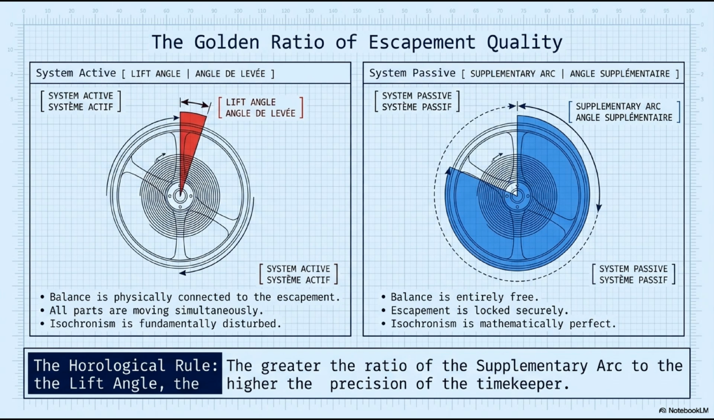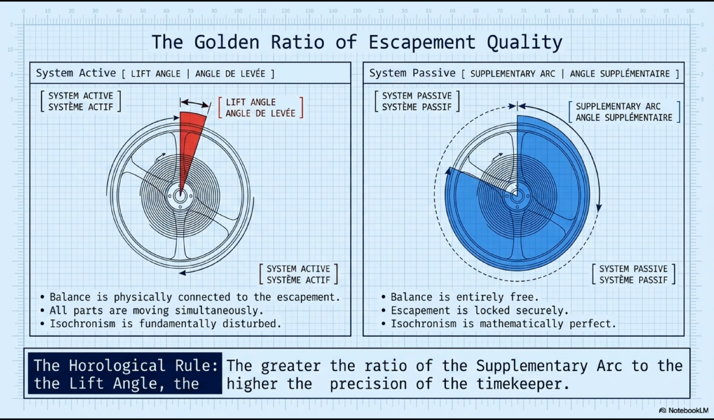Isochronism is disturbed. Right, the passive system. The large blue sector represents the supplementary arc. The balance is entirely free. Escapement is locked securely. Isochronism is mathematically perfect. For the Swiss lever, a lift angle of around 38 degrees against a supplementary arc of 220 to 270 degrees gives a ratio of roughly 6 to 7 to 1. For every degree of lift angle, there are 6 or 7 degrees of free supplementary arc.